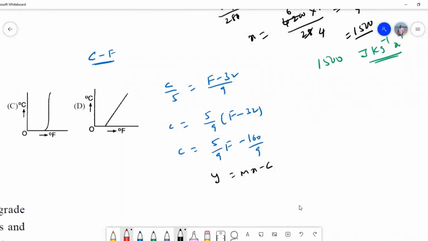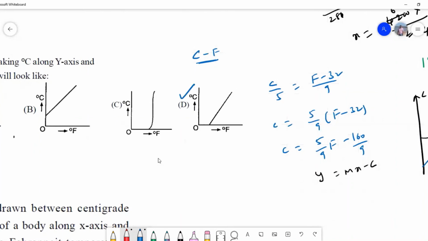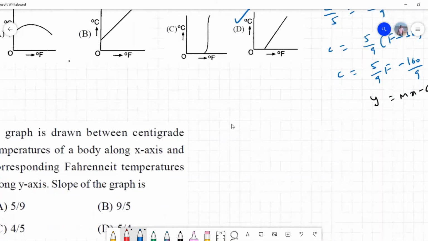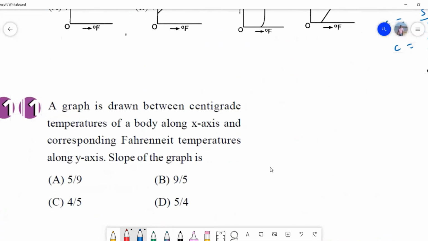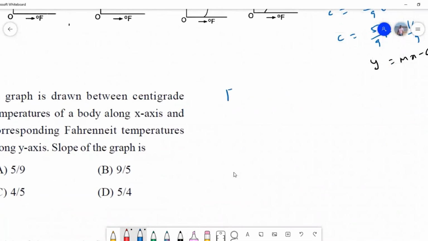If you draw a graph by taking Celsius on the y-axis and Fahrenheit on the x-axis, the graph looks like this. What is the approximate graph given here? Option D is the right answer. That is the shape of the C-F graph. Now it is almost the same. A graph is drawn between the centigrade temperature of a body along the x-axis and the corresponding Fahrenheit temperature along the y-axis. Now, the reverse graph, the F-C graph, and we need to find the slope of the graph.